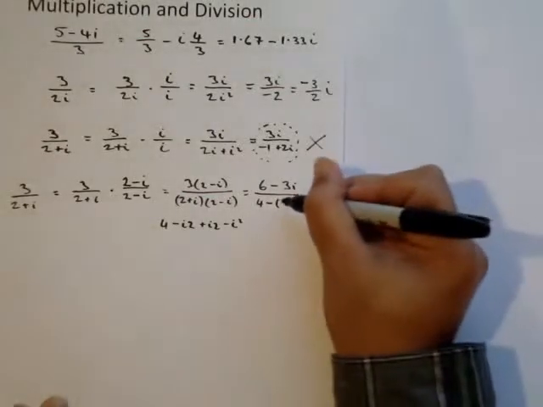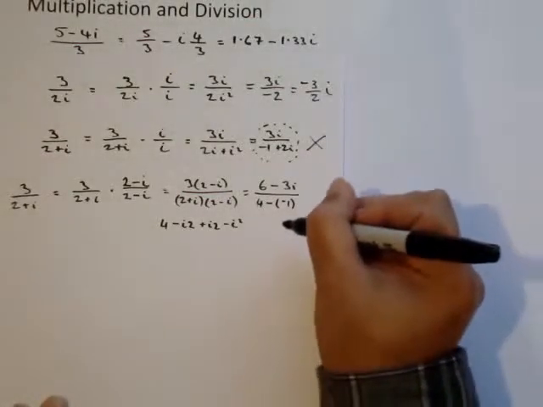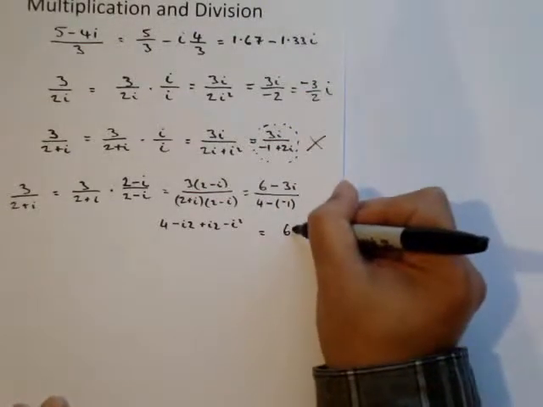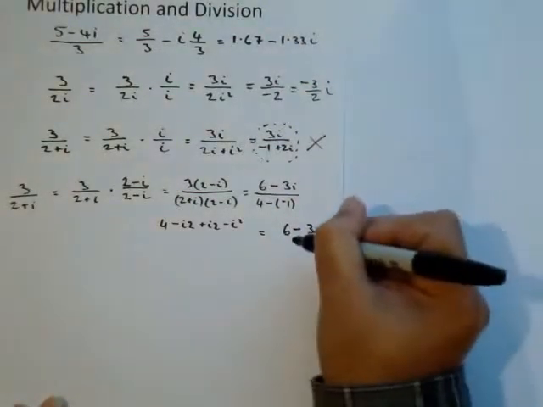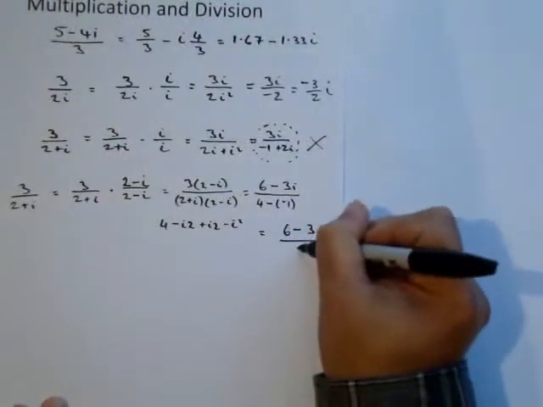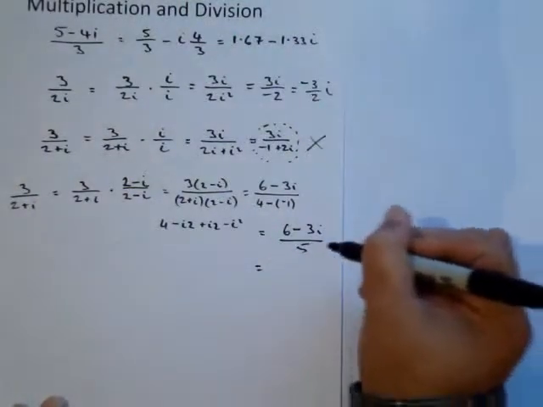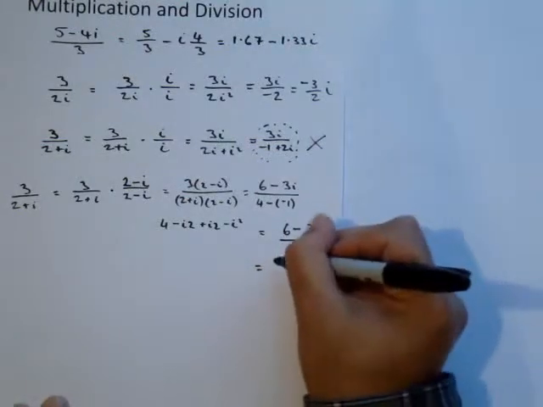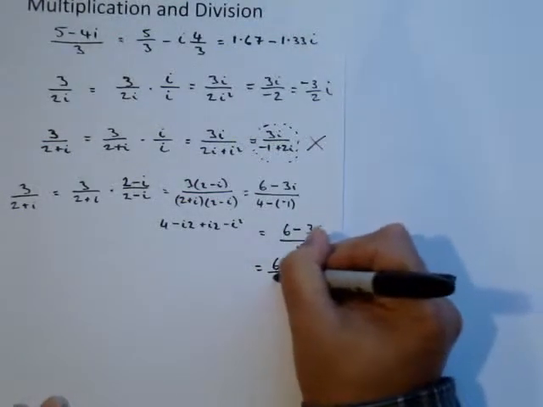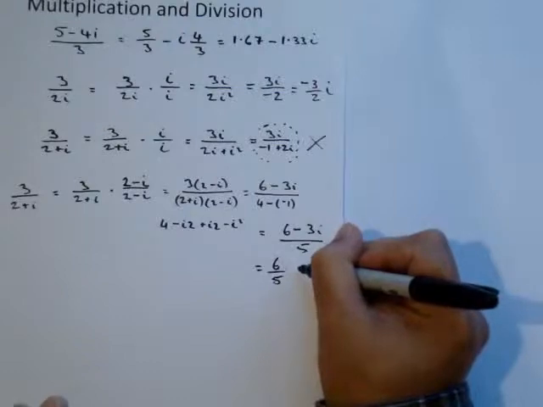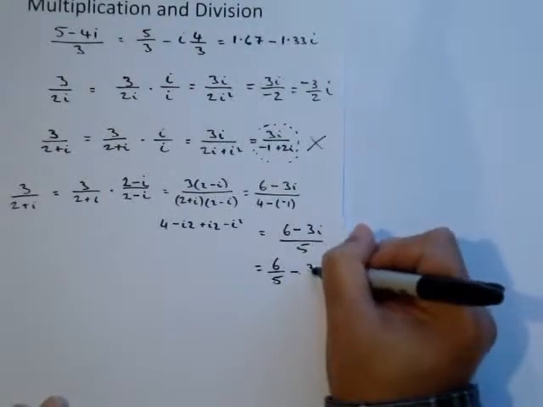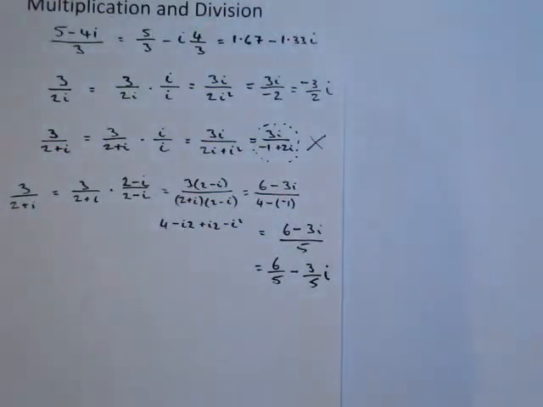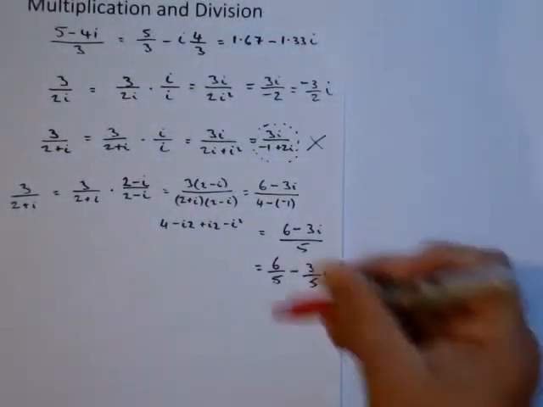So 4 minus minus 1 is 5, so the answer is 6 minus 3i over 5, which we can write as our a plus bi form, and which is 6 over 5 minus 3 over 5i. And that is our answer.